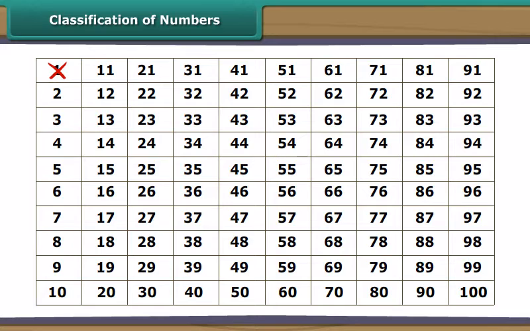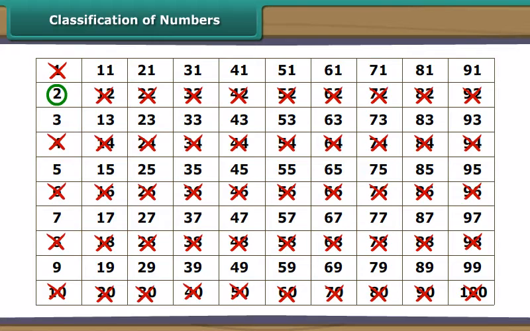1 is not prime as it has only one factor. We draw a cross on it. 2 is prime as it has exactly two factors. We draw a circle around it. We draw a cross on all the multiples of 2. 3 is prime. We draw a circle around it. We draw a cross on all the multiples of 3.